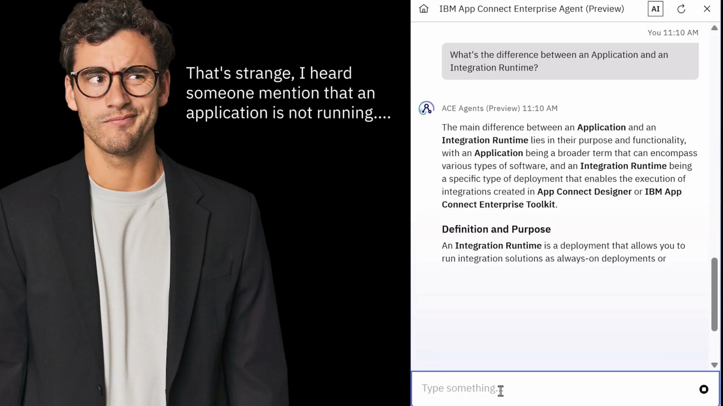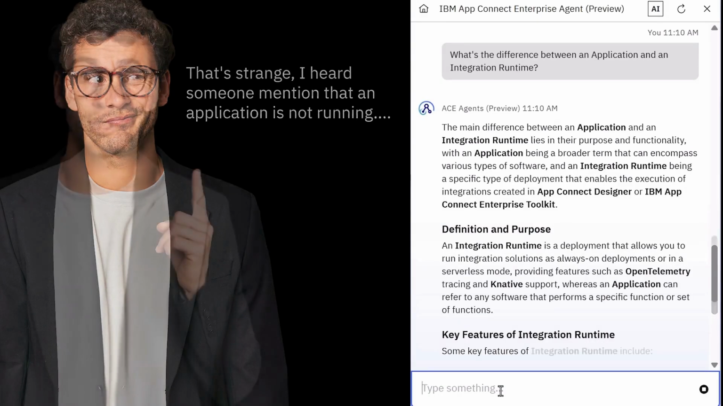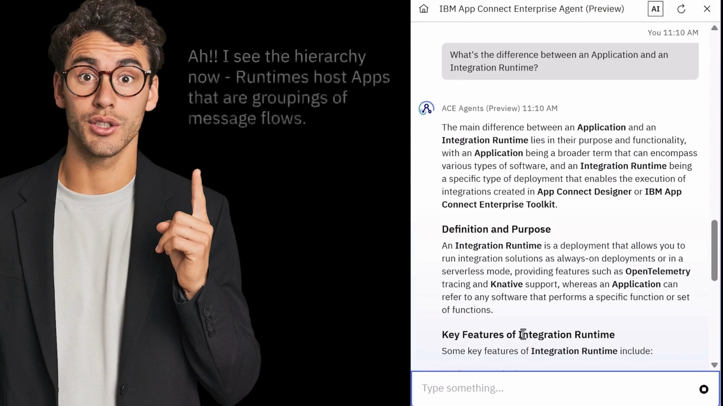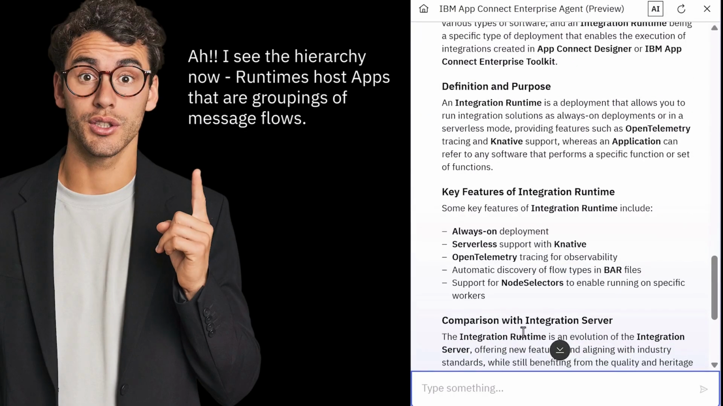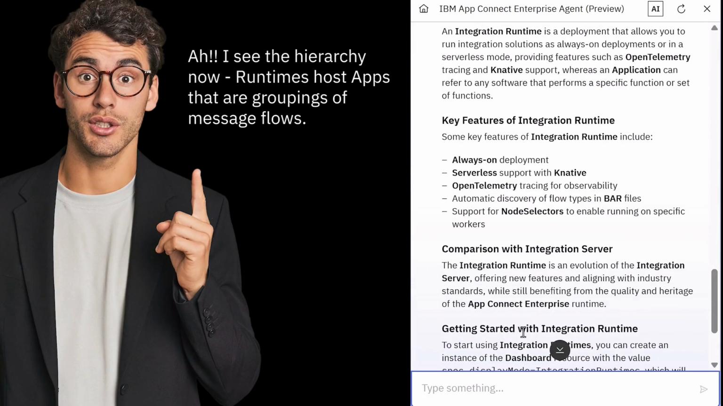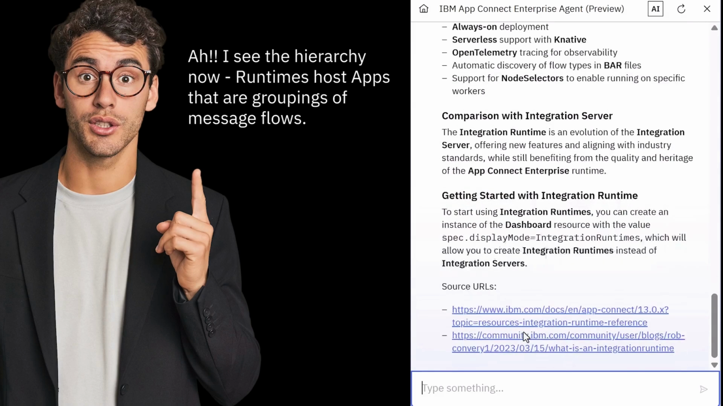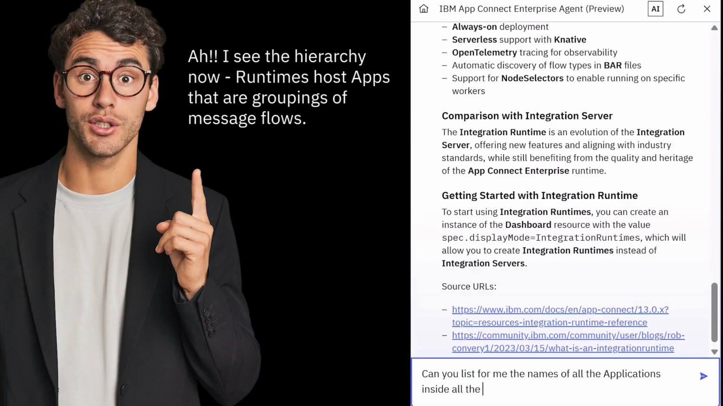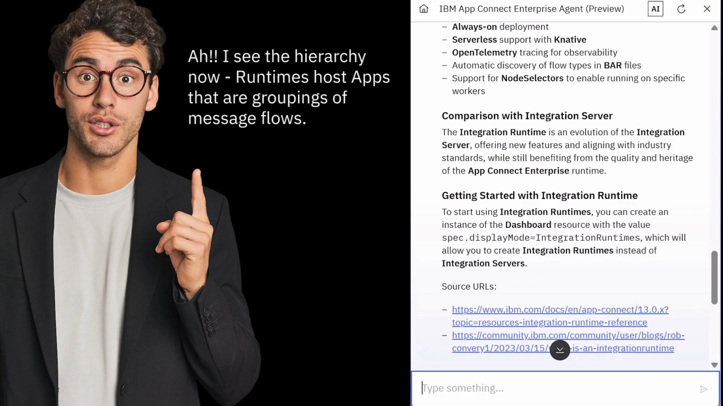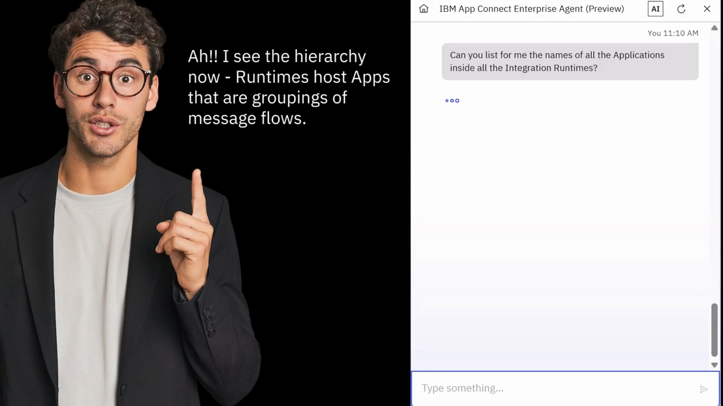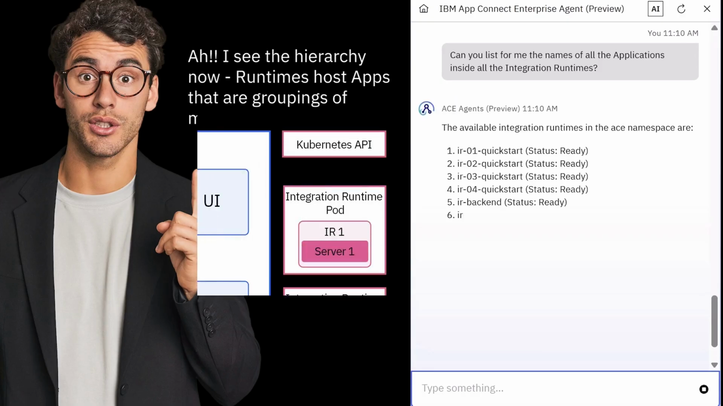The documented reply and links are helpful, and Isaac figures out that the application is the name of the artifact running inside the integration runtime container. Given this, Isaac's next question dives into listing the names of all the applications inside all the integration runtimes. This requires the agent to go beyond information which is recovered from the Kubernetes cluster level.